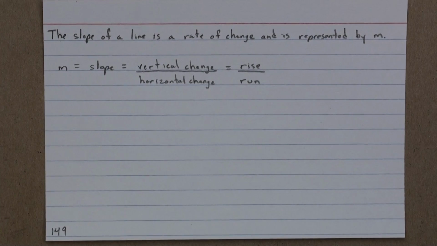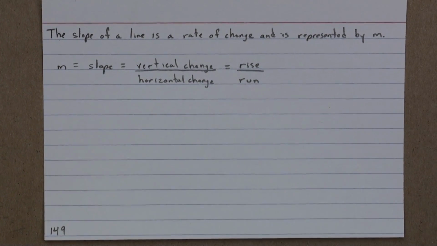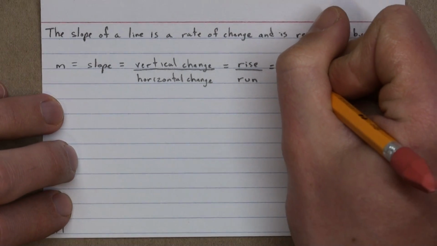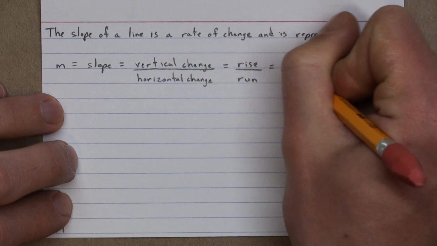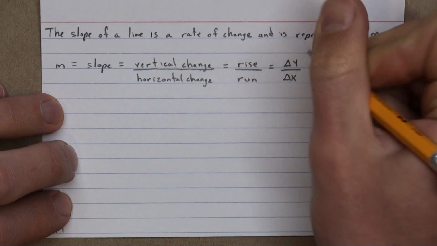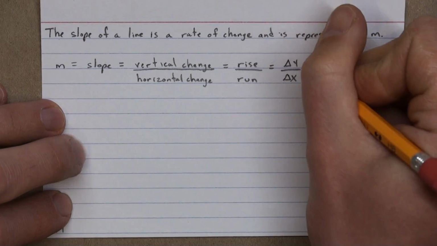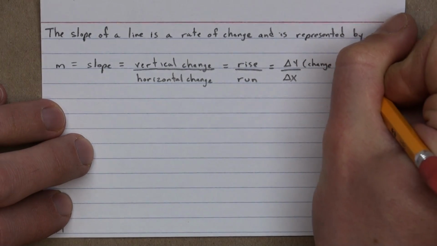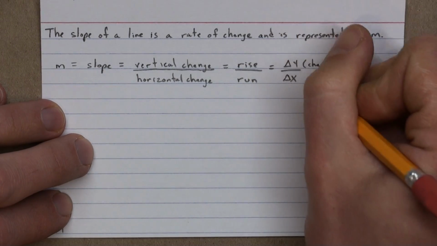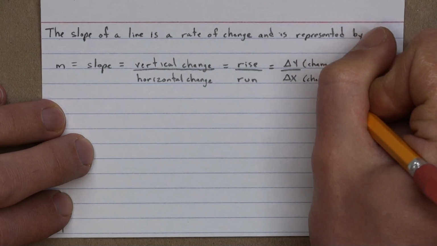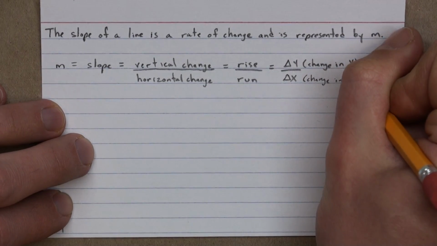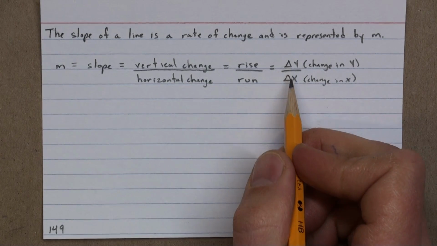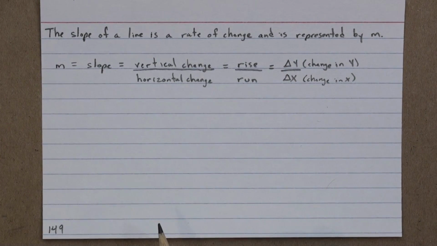Okay? You might have learned it as rise over run or the change in. Let's also put delta y over delta x, which means change in y over the change in x. That's what that triangle means, change in. So the change in y over the change in x, right?